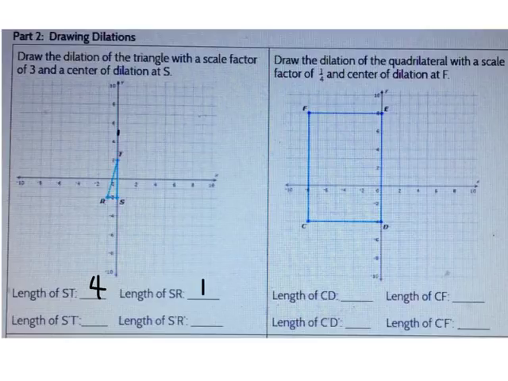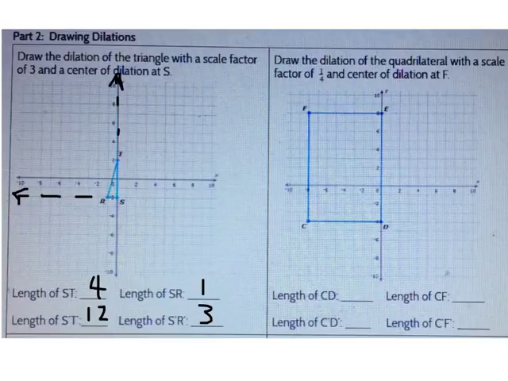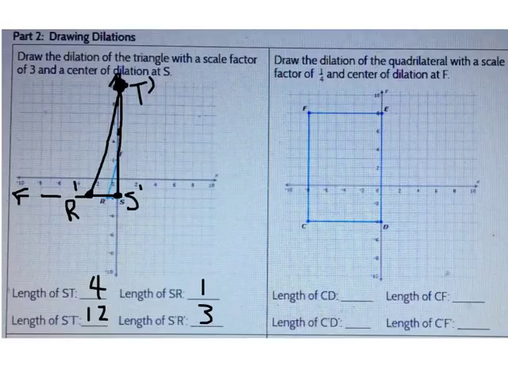Now, to draw a dilation with a scale factor of 3 and a center of dilation at S, each point is going to enlarge or move away from S on a straight line. When I have a scale factor of 3, what will be the length of S prime T prime? It will be 12. 4 times 3 is 12. What will be the length of S prime R prime? It will be 3. 1 times 3 is 3. I can use that knowledge to draw the dilation. Go ahead and do that now. Check to see that your dilation looks like mine.